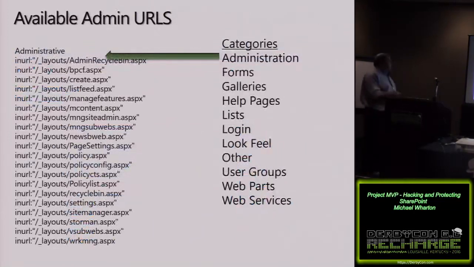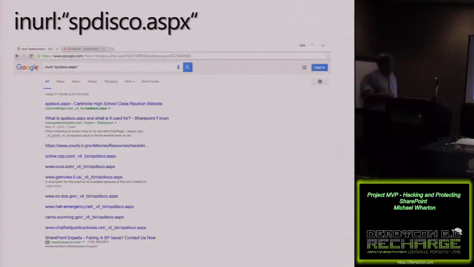This right here is just a list of all the different URLs that you can search for, and what's interesting about these URLs is there are many different categories that you can look at. This first list of categories are all administrative URLs that you can search for, and if you can get to them, then you're actually talking to the SharePoint central admin, and thus you're getting past a lot of things.